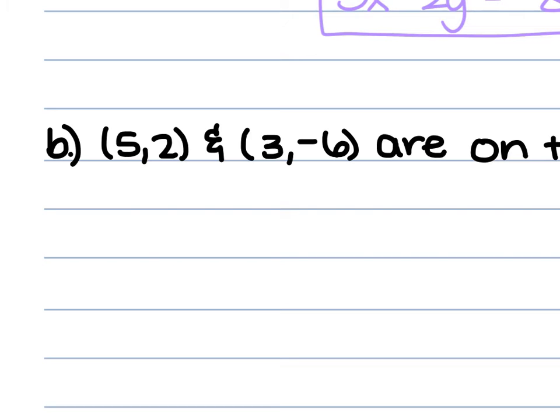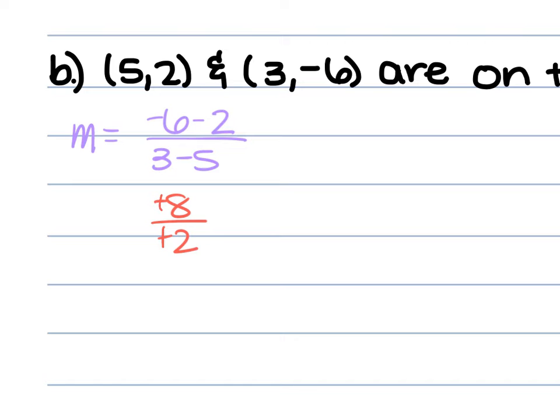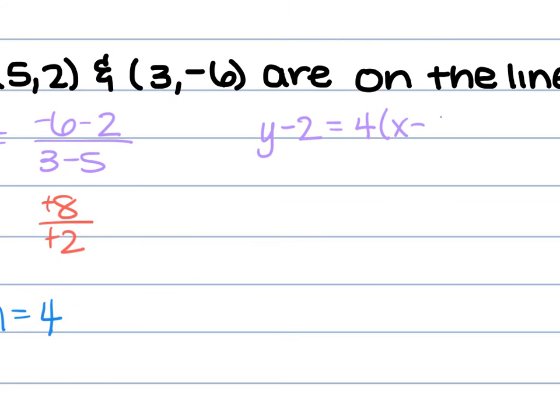For b, we have the 2 points, 5, 2, and 3, -6. So our slope, we have -6 minus 2 over 3 minus 5. -6 minus 2 is -8. 3 minus 5 is -2. So the two negatives turn into positives, and 8 divided by 2 is 4. So we are going to use one of these 2 points, and we use 5, 2. We have y minus 2 is equal to 4 times x minus 5. The 4 gets distributed, so y minus 2 is equal to 4x minus 20.